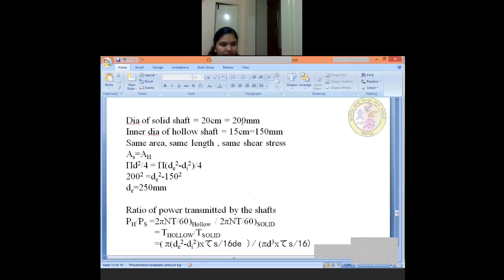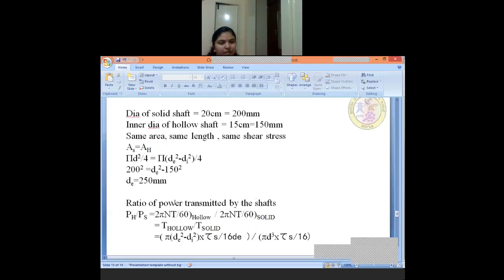Therefore, area of solid shaft is equal to area of hollow shaft. If I use the area of solid shaft, πD² by 4 is equal to π by 4 into (DE² minus DI²) for the hollow shaft. π by 4 is common. This will be D² is equal to DE² minus DI². So DI is given as 15. So D is 20 and I will find what is DE.